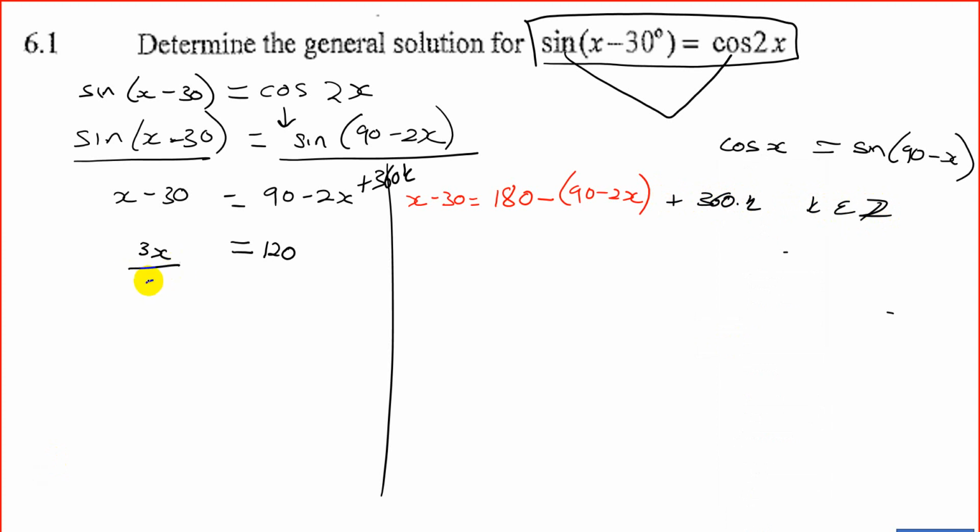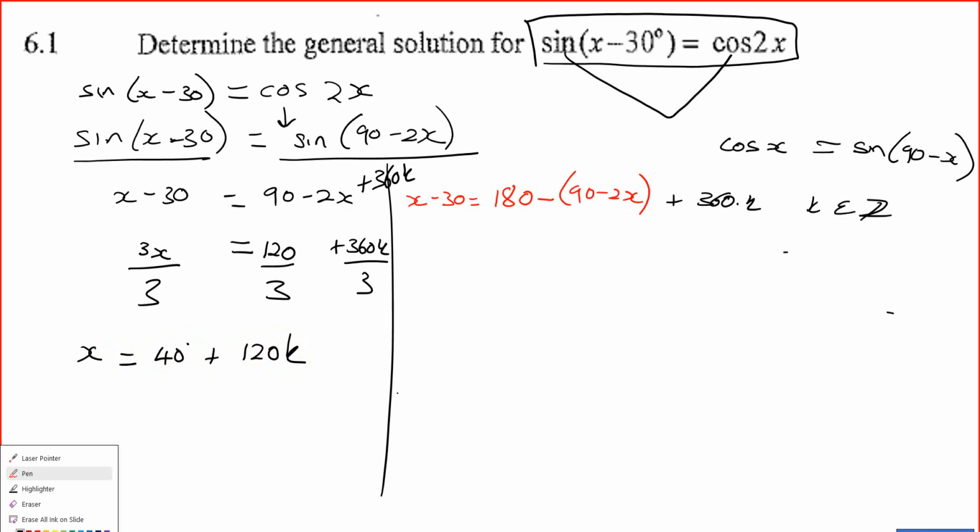And if we carry on solving, we're going to get divided by 3, and bringing down your 360k, we're going to divide that by 3, we're going to end up with x is equal to 40 degrees plus 120k.